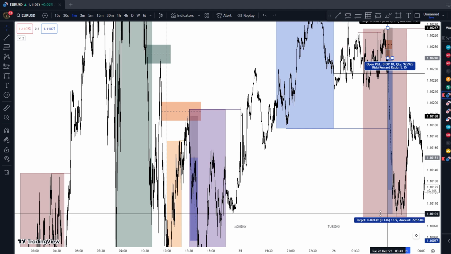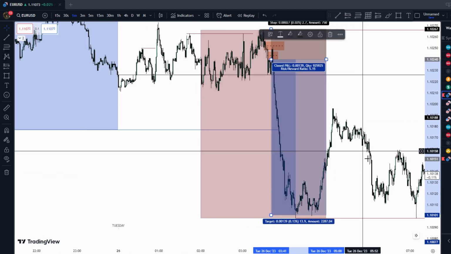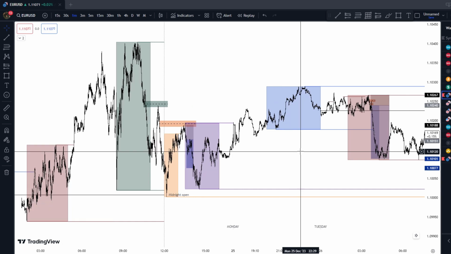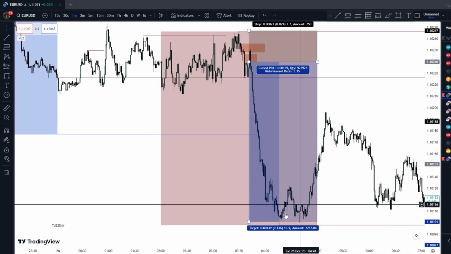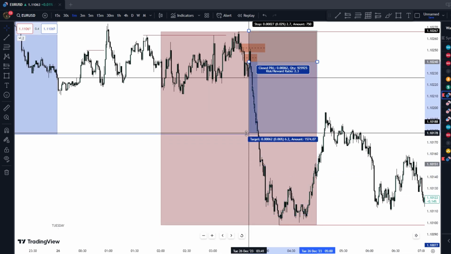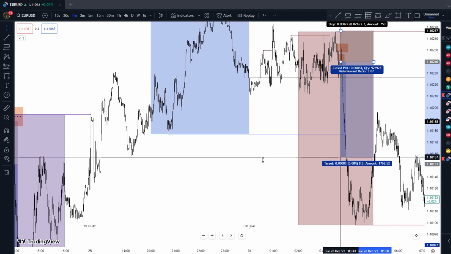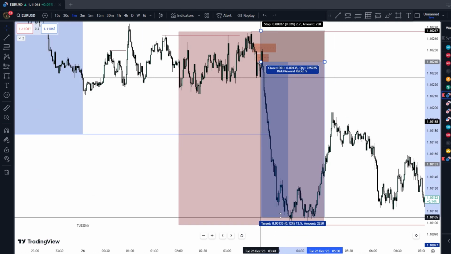And price went more than that. So you could have got an easy 1 to 2, easy 1 to 3, and maybe you could have left some runners for 1 to 5.